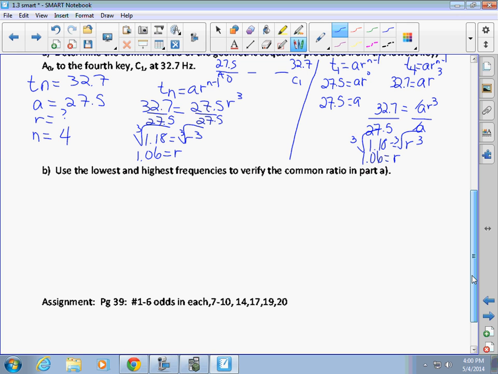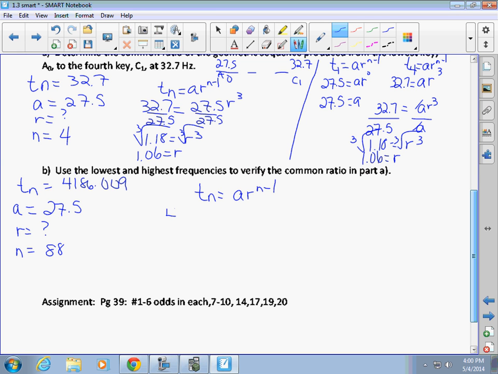Use the lowest and highest frequencies to verify the common ratio in part A. So they said that our lowest, so our first frequency, was 27.5. Our highest, or the nth term or the last term, was 4186.009. We're trying to find r, and our n, they said that there were 88 keys in between there. So that's our number of terms.